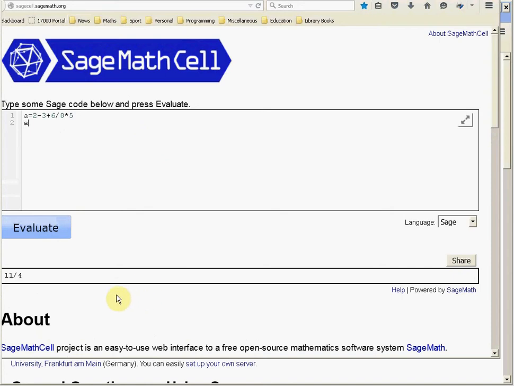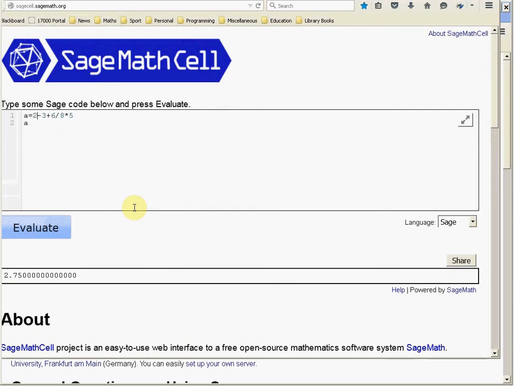If I had wanted a numerical approximation instead of the exact answer there, all I have to do is make one of the inputs a decimal, so 2.0. And if I do that, then there it is, 2.75.